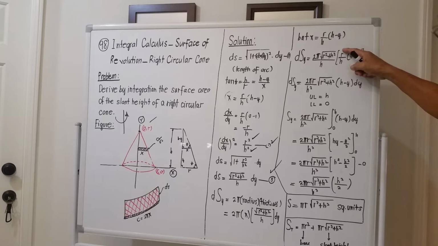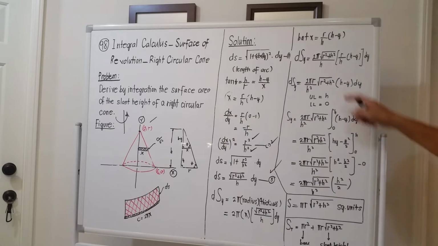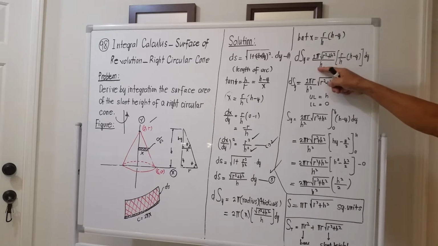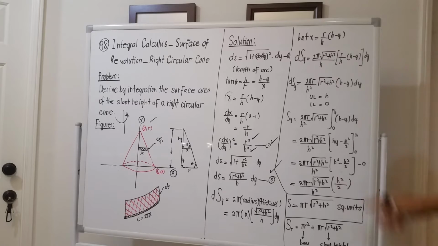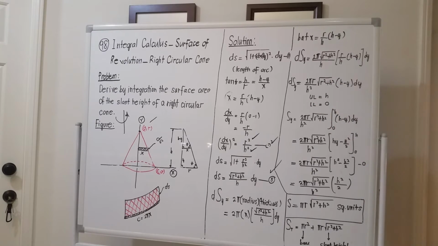R over h is again a constant, so I will try to compress again the constant terms. So this should be 2 pi r. The bottom portion is h and h, this is h squared, multiplied by the quantity r squared plus h squared times the quantity h minus y dy. Our upper limit will be h and the lower limit will be 0.